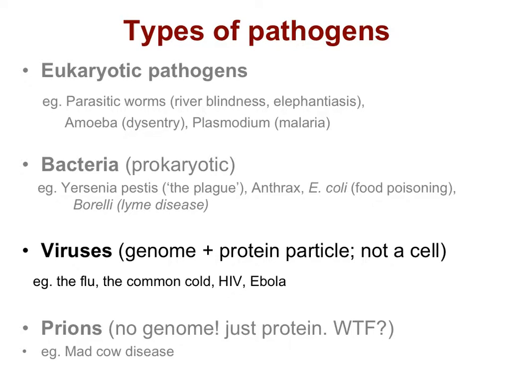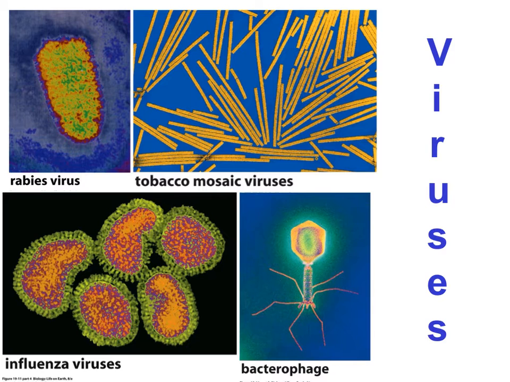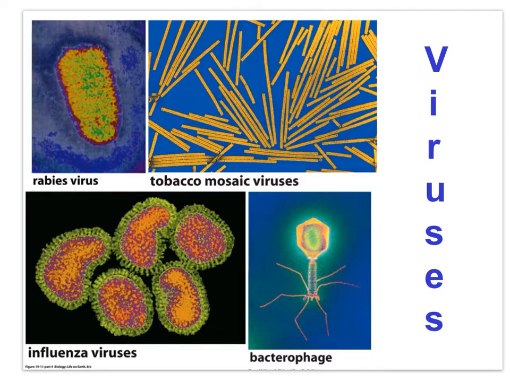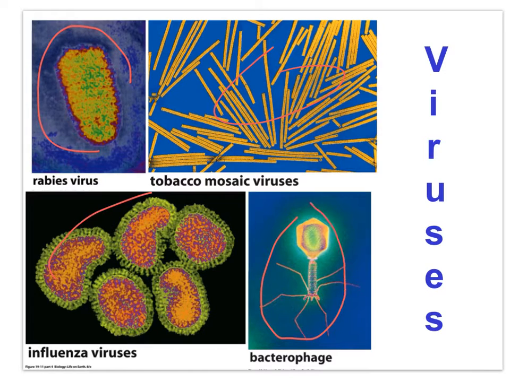Viruses. Here we go. Rabies virus, right here, influenza, tobacco mosaic. This is a phage.